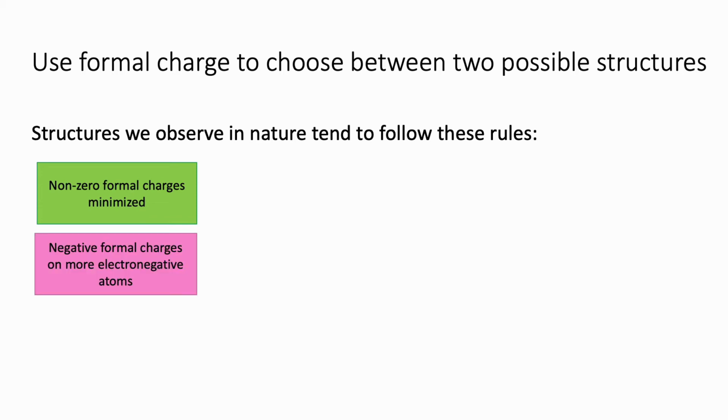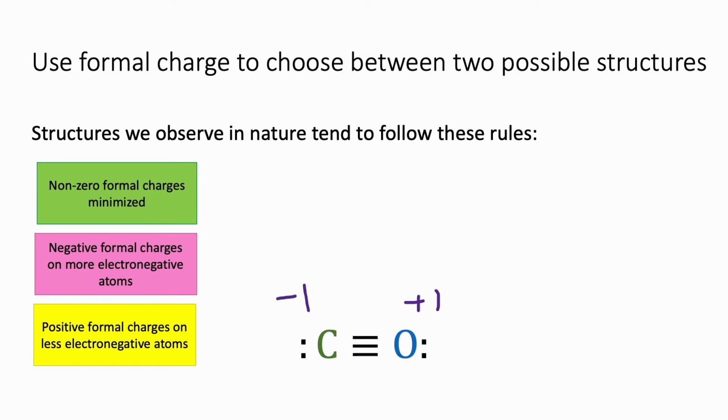When you have to have non-zero numbers, if you're going to have negative formal charges, those will go on more electronegative atoms, whereas the positive formal charges will go on the less electronegative atoms. Let's look at carbon monoxide again. There are ways to make this so that there is a formal charge of 0 on both atoms, but you can't do that and meet the octet rule. And so we have to have this structure. And so this is not a very good structure because, in fact, it has no 0 formal charges. It has the negative formal charge on the less electronegative atom and the positive formal charge on the more electronegative atom. And that is why carbon monoxide is so unstable and so reactive.